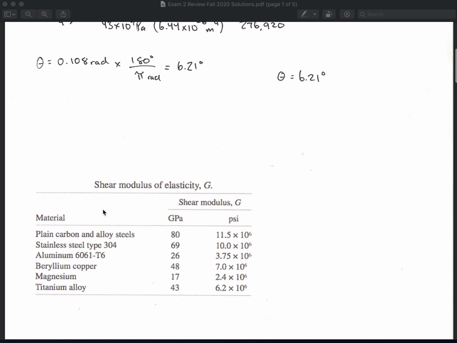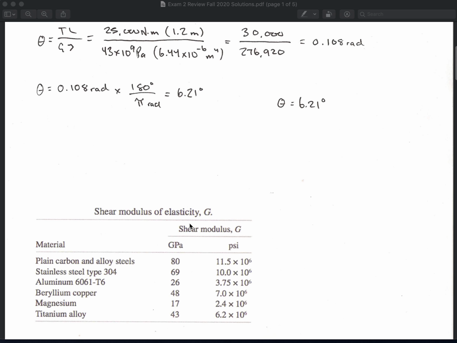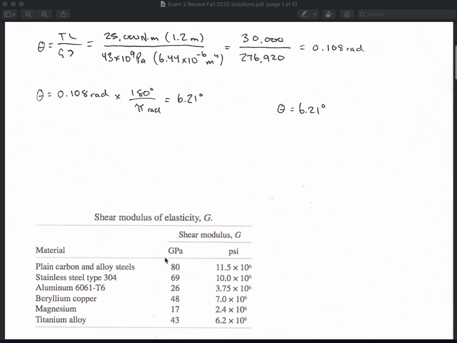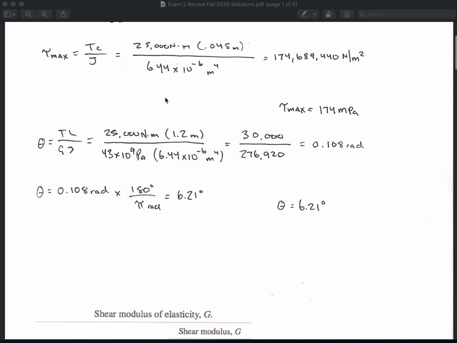So I go to this table and search for titanium alloy as the material. Okay, and I see 43, but it is in gigapascals here. I choose gigapascals because I am using newtons and meters. I'm using SI units, so I need to use the gigapascals, but I needed to not just write 43. I need to write 43 times 10 to the 9th, because that is what a giga is for an individual Pascal. Then I need to write the J, which I already have up here, maintaining millimeters to the fourth as well.